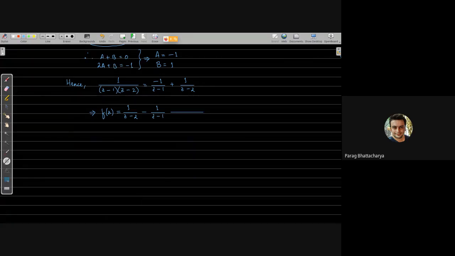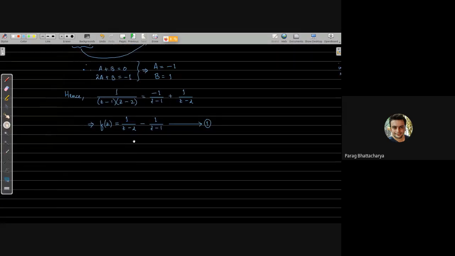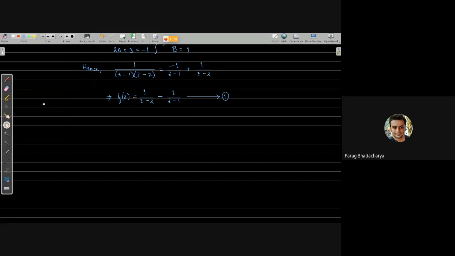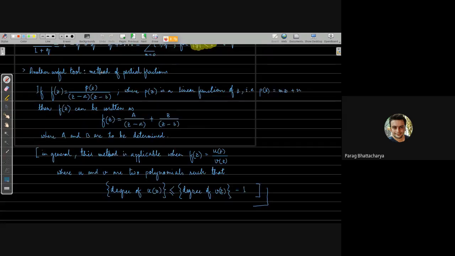Now we'll have to evaluate both of these, one by one. So first, let us consider 1 by z minus 2. Let's just consider this one. What is it equal to? Okay, how do we go about doing this? This is the place where we can use this geometric series.